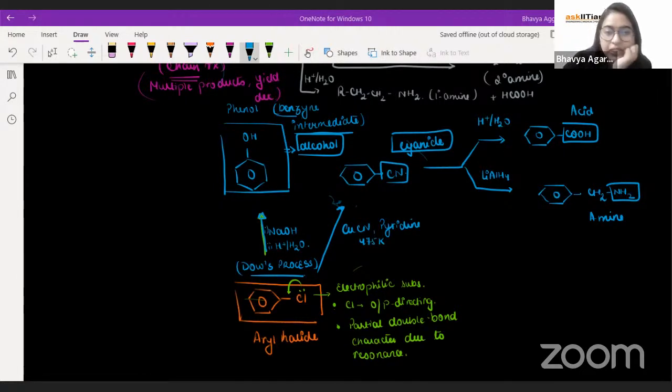Then I can easily create a Grignard reagent out of it, just by treating it with magnesium in the presence of ether.